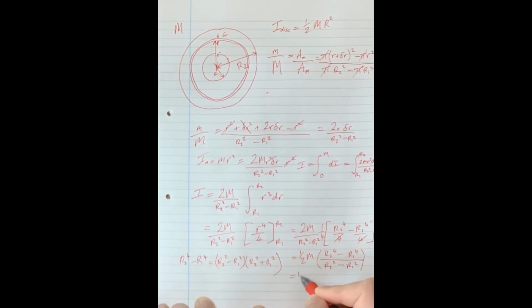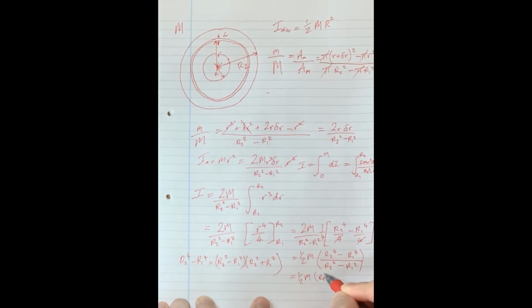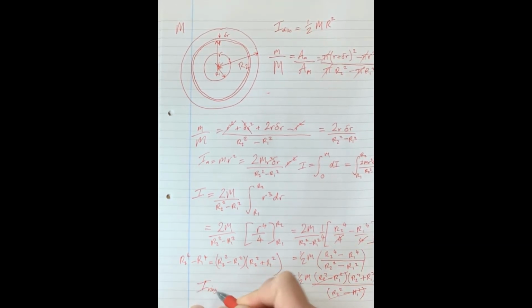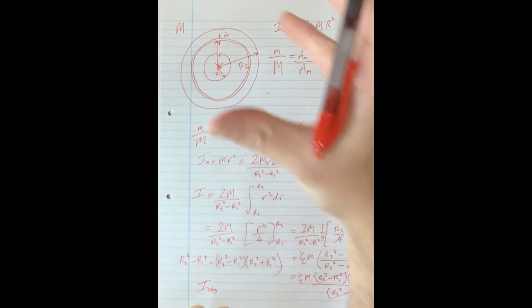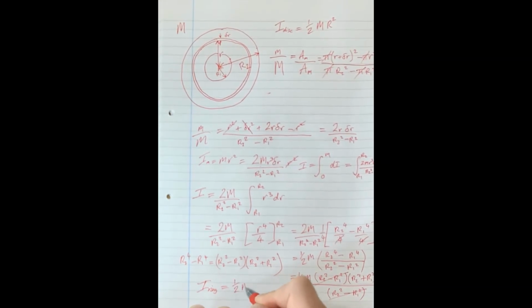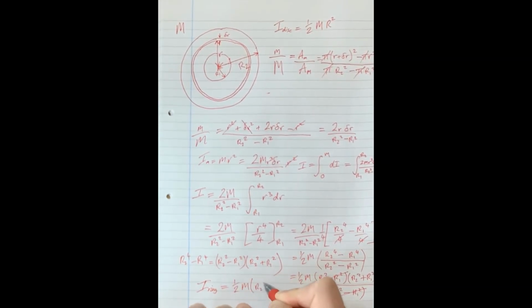So I can actually say that half M, r2 squared minus r1 squared times r2 squared plus r1 squared, divided by r2 squared minus r1 squared. And here I can cancel these terms, and what I'm finally left with is that the moment of inertia of this ring, this thicker ring, it's like a disc with an inner disc removed, is equal to half mass times r2 squared plus r1 squared.